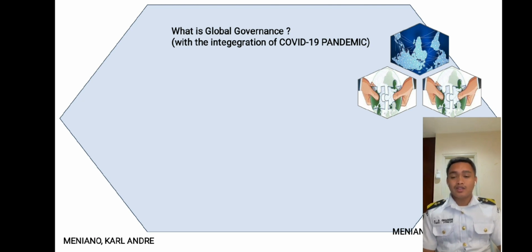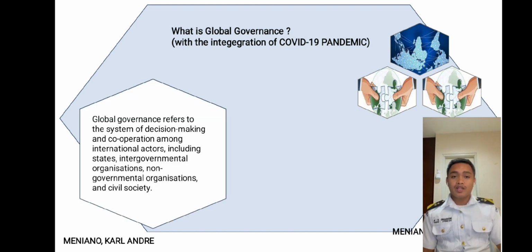So, what is global governance with the integration of the COVID-19 pandemic? Global governance refers to the system of decision-making and cooperation among international actors, including states, intergovernmental organizations, non-governmental organizations, and civil society.